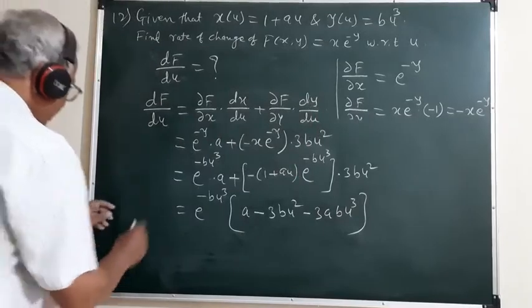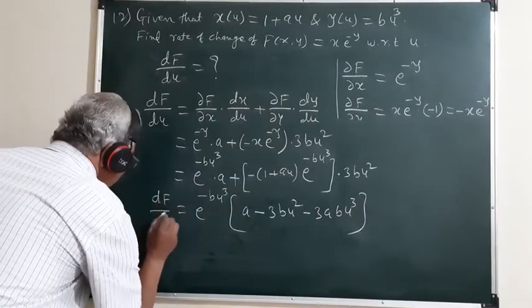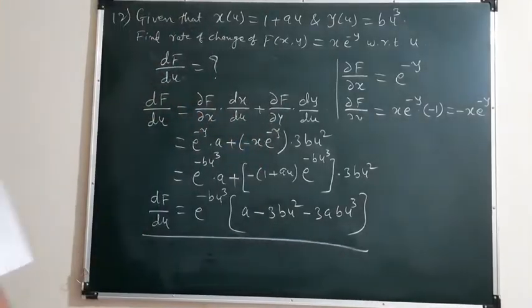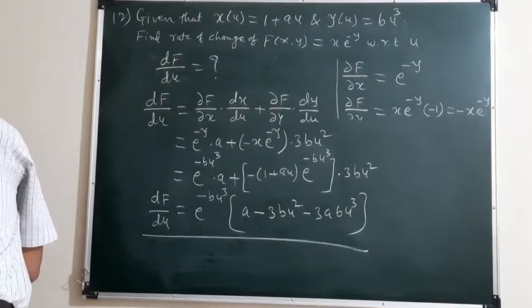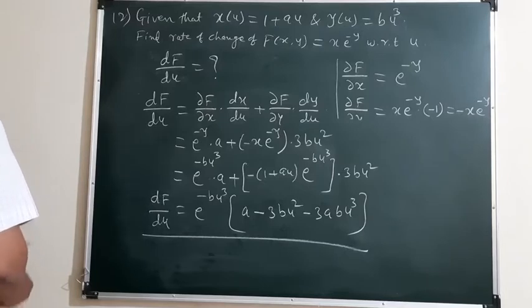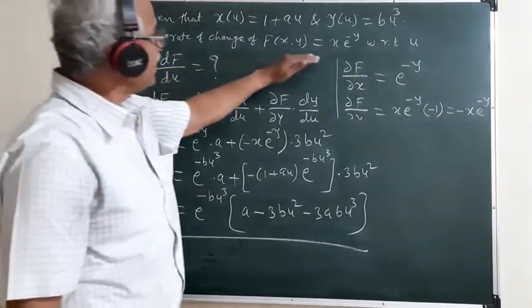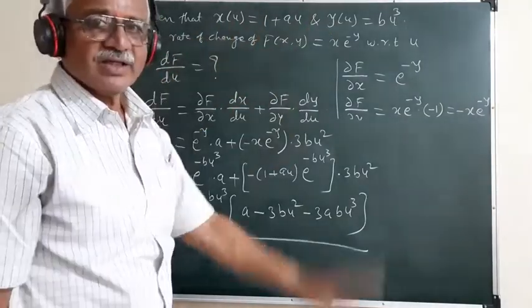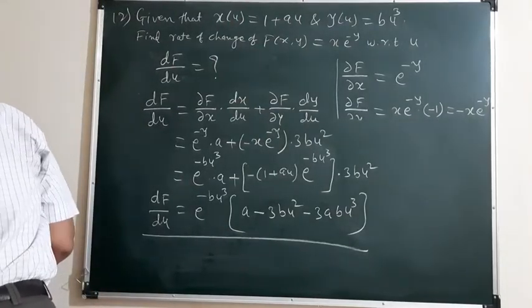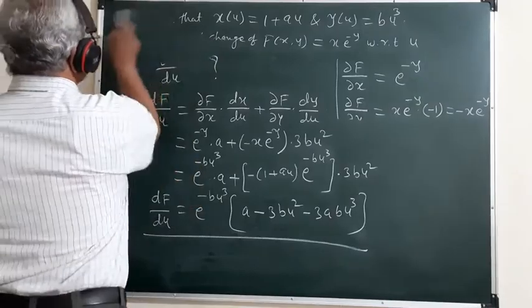So this is the final, required expression for df by du. This expression is completely in terms of only u. So this is how we can obtain the expression for df by du, where f is a function of x and y, and both x and y are functions of u. So that is about this problem. Then we'll see the next problem.